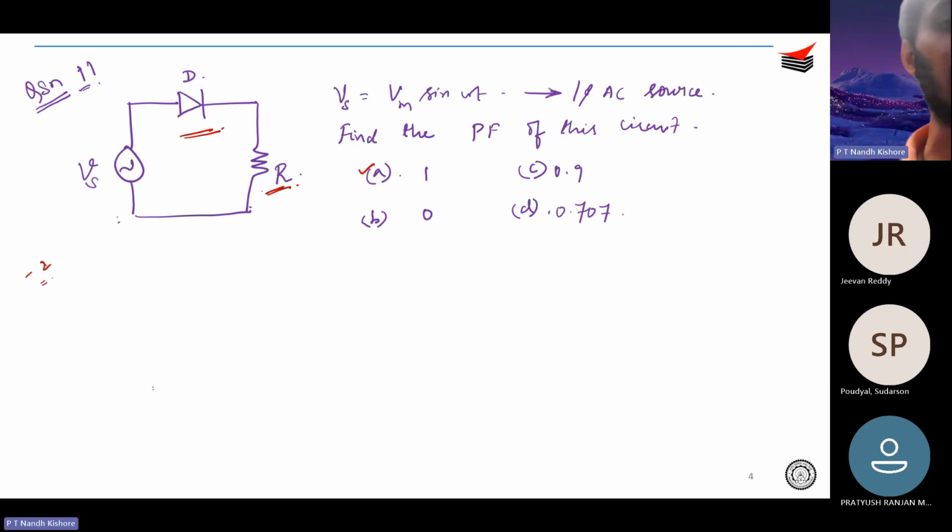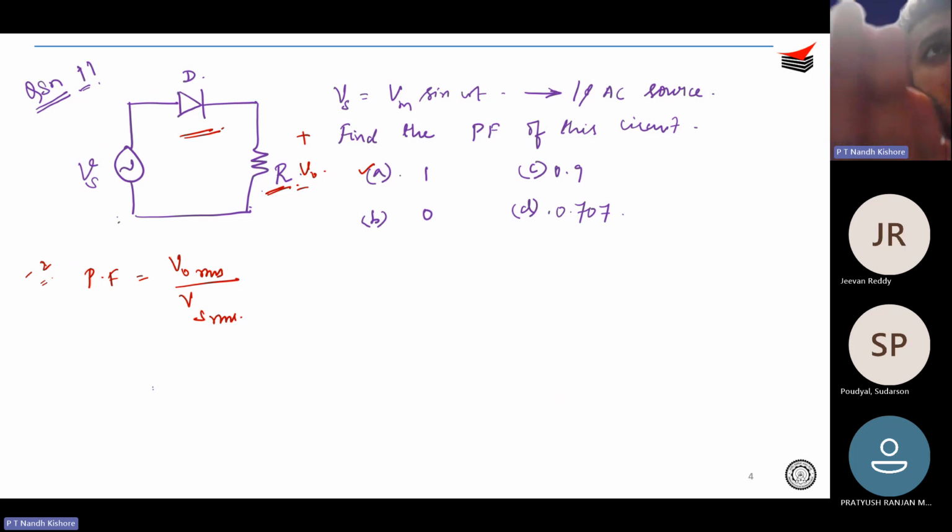First you try to understand what power factor is. If you see the definition of power factor, in a diode circuit it's going to be V naught RMS by Vs RMS, that is, the RMS value of the output voltage divided by the RMS value of the source voltage.